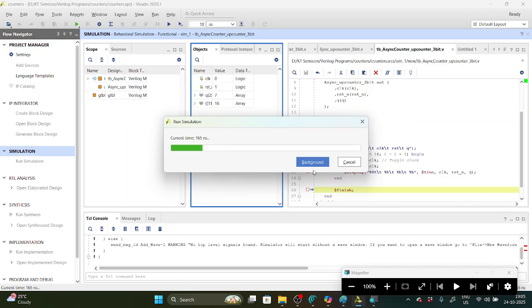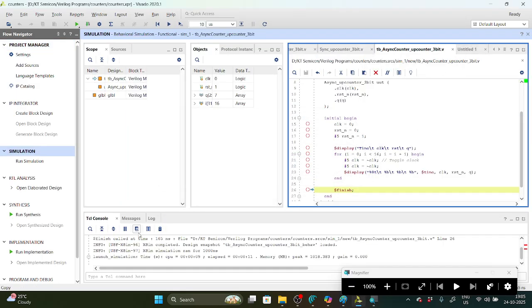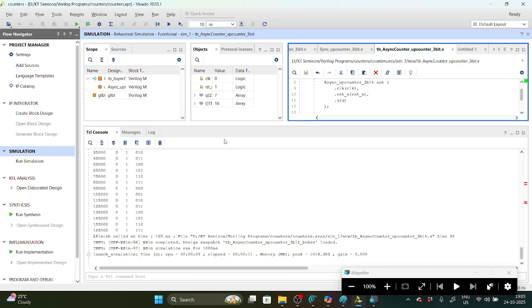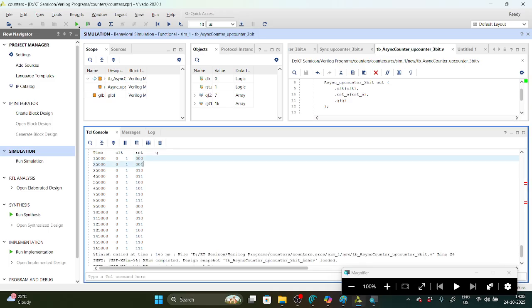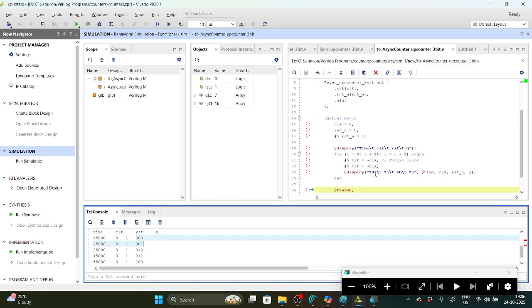So I got the waveform. I think I can see the output in the TCL console also, no? So in the TCL console, I'm getting this one. See here, when clock equal to this, it is 1 0 0 1 0 1 0 0 1 1 1 0 0 1 0 1 1 1 0 1 1 1. After that again it is resetting to 0. So it is acting as an up counter only.